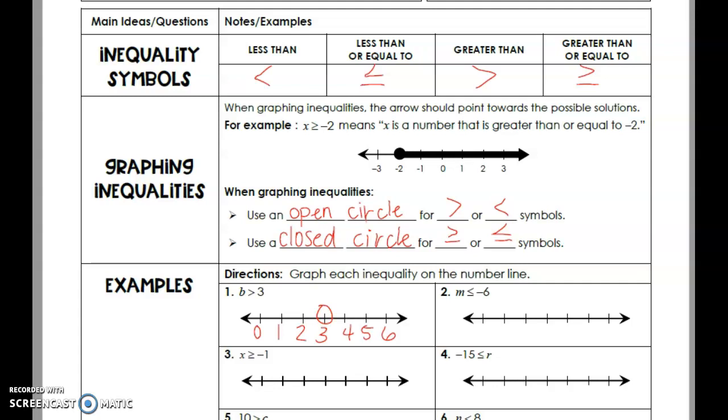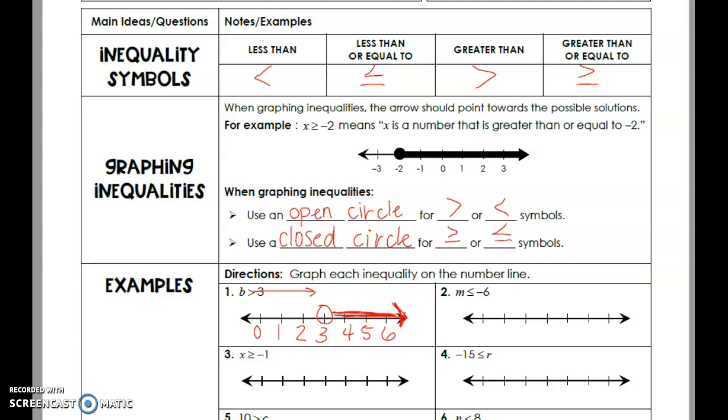And we're going to shade in the direction the arrow points. As we can see, the direction the arrow points is to the right, so we shade to the right on our number line. That means that b is any number bigger than or greater than 3. So it could be 4, 5, 6, and so forth.